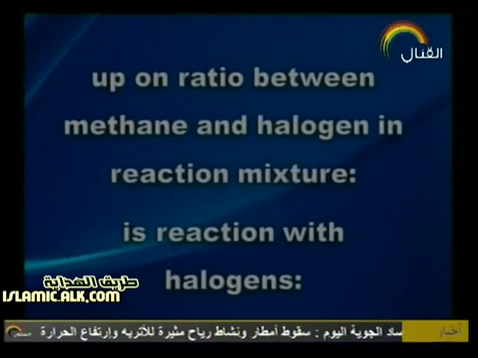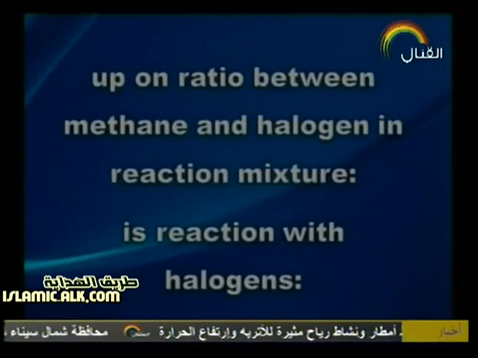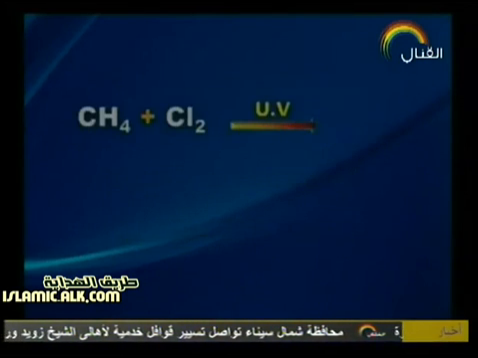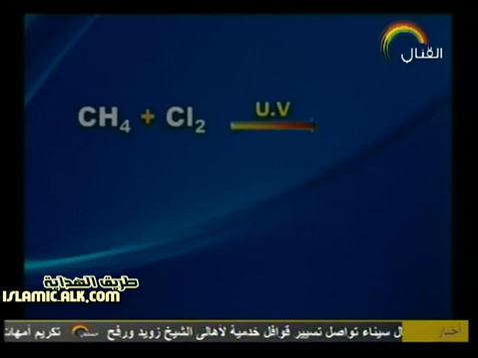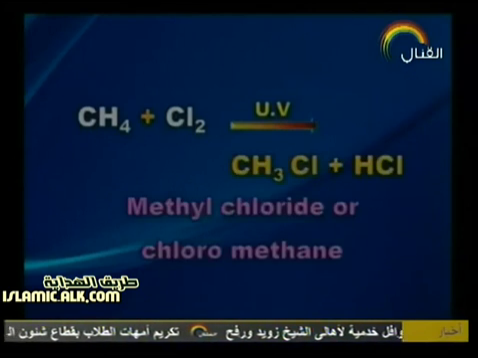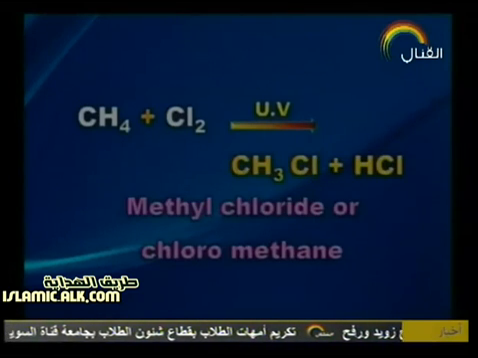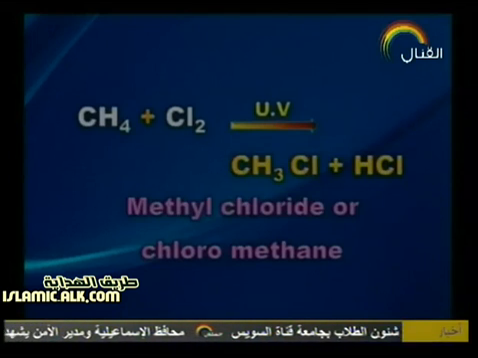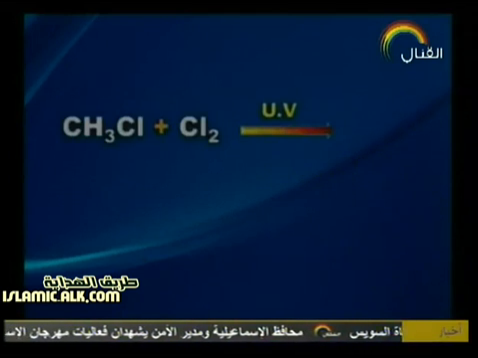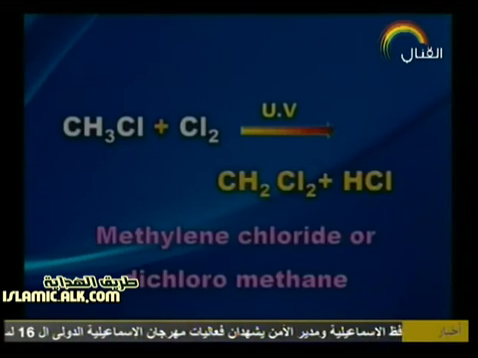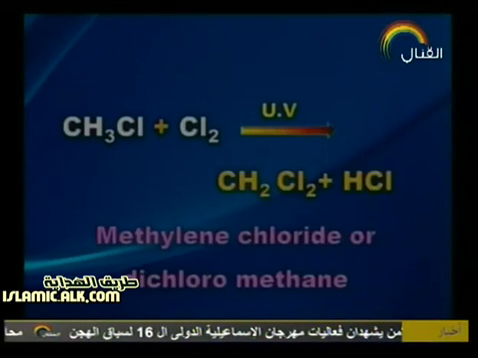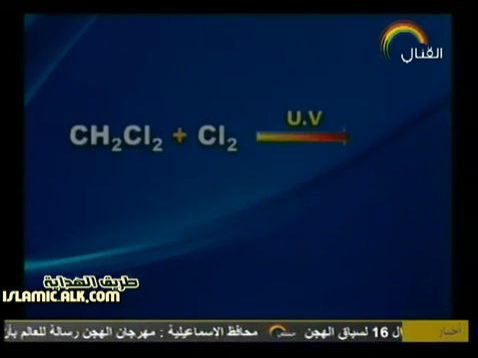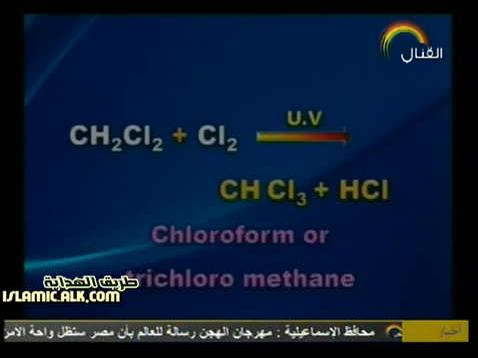Here, my dear students, the reaction depends on the ratio between the methane and the halogen, as the reaction proceeds in the following screen. CH4 plus Cl2 in the presence of ultraviolet radiation. CH3Cl and HCl are produced. Here, CH3Cl is called methyl chloride or chloromethane, and the reaction continues by replacing another hydrogen atom, forming CH2Cl2 plus HCl, forming methylene chloride or dichloromethane, and the reaction also continues until the removal of all hydrogen atoms.